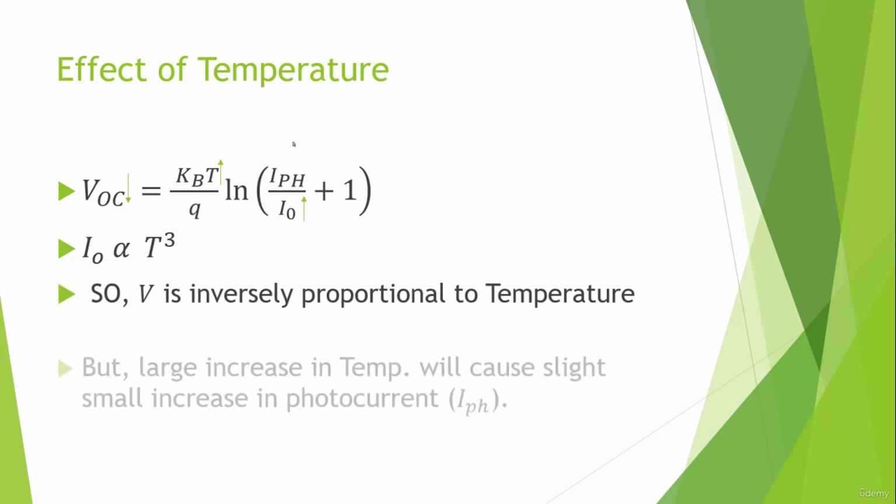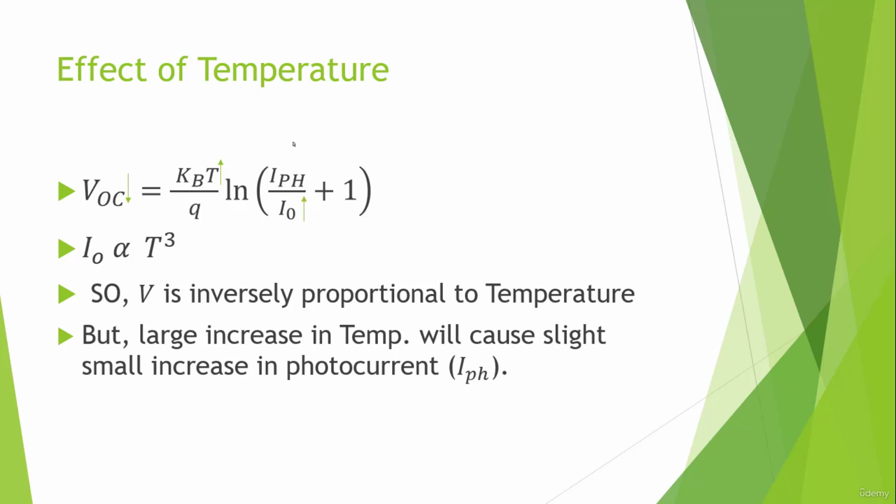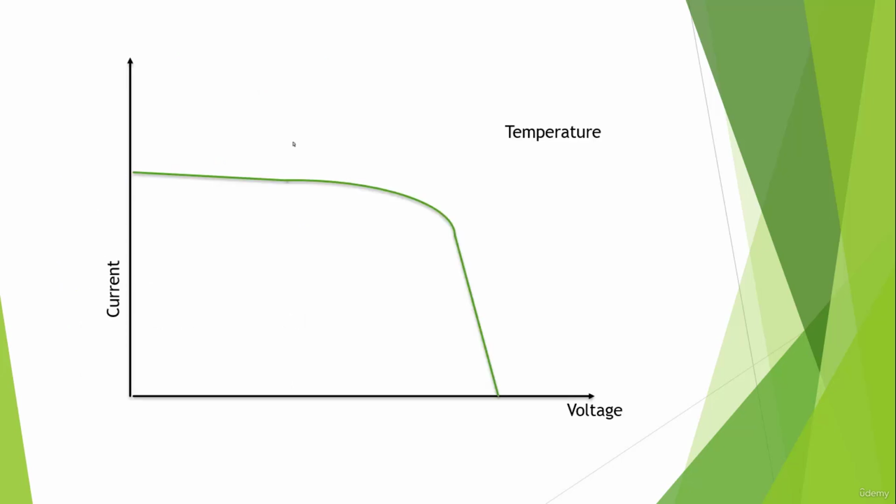On the other hand, a large increase in temperature will cause a slightly small increase in the photo current, allowing a slight increase in the short circuit current. So when we see the current voltage curve of any photovoltaic cell, we can see it like this. With an increase in temperature, we are going to get a high reduction in the voltage and a small increase in the current. So the normal curve is going to turn into something like this.